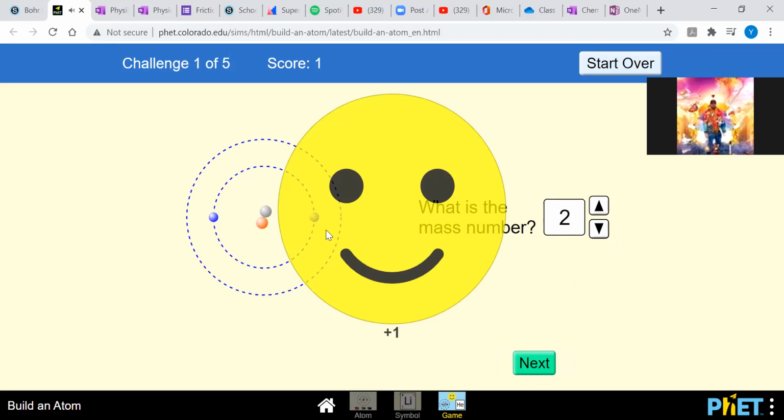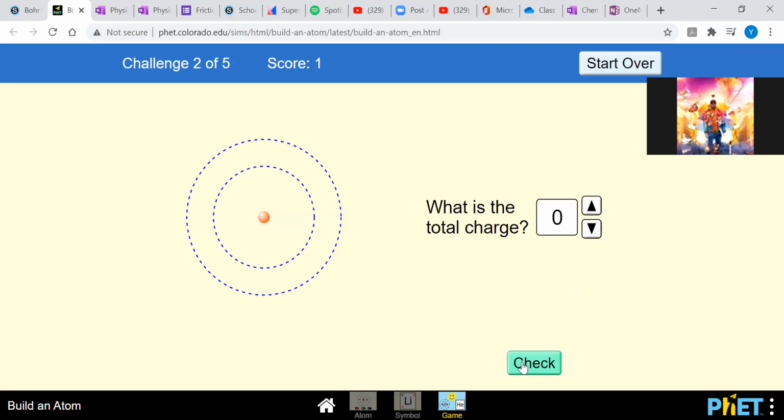All right. So mass number is all the masses in the nucleus. So there's 2 particles in the nucleus. There's 1 proton, 1 neutron. So that's 2. Very nice.